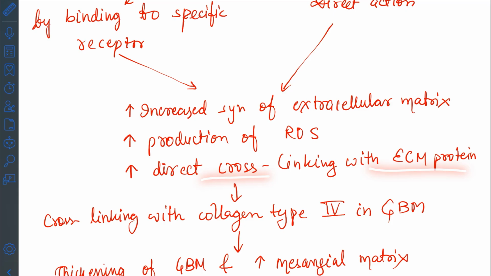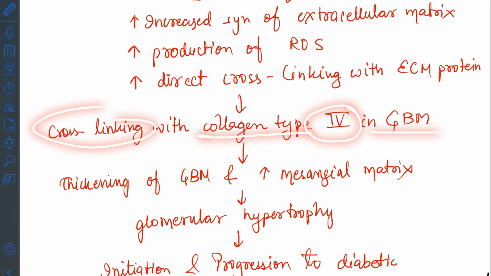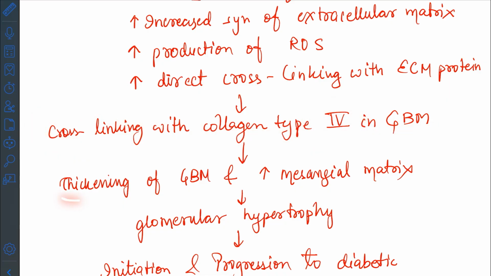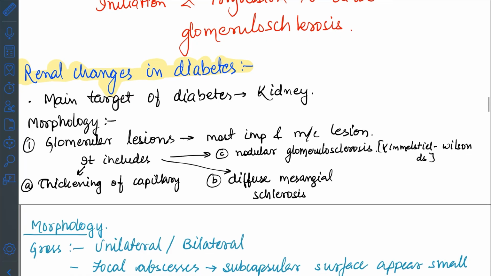These all ultimately lead to cross-linking with collagen type 4 in the glomerular basement membrane. There is thickening of the glomerular basement membrane, increased mesangial matrix, and ultimately glomerular hypertrophy, which cause initiation and progression to diabetic glomerulosclerosis. Now let's see what the renal changes in diabetes are.